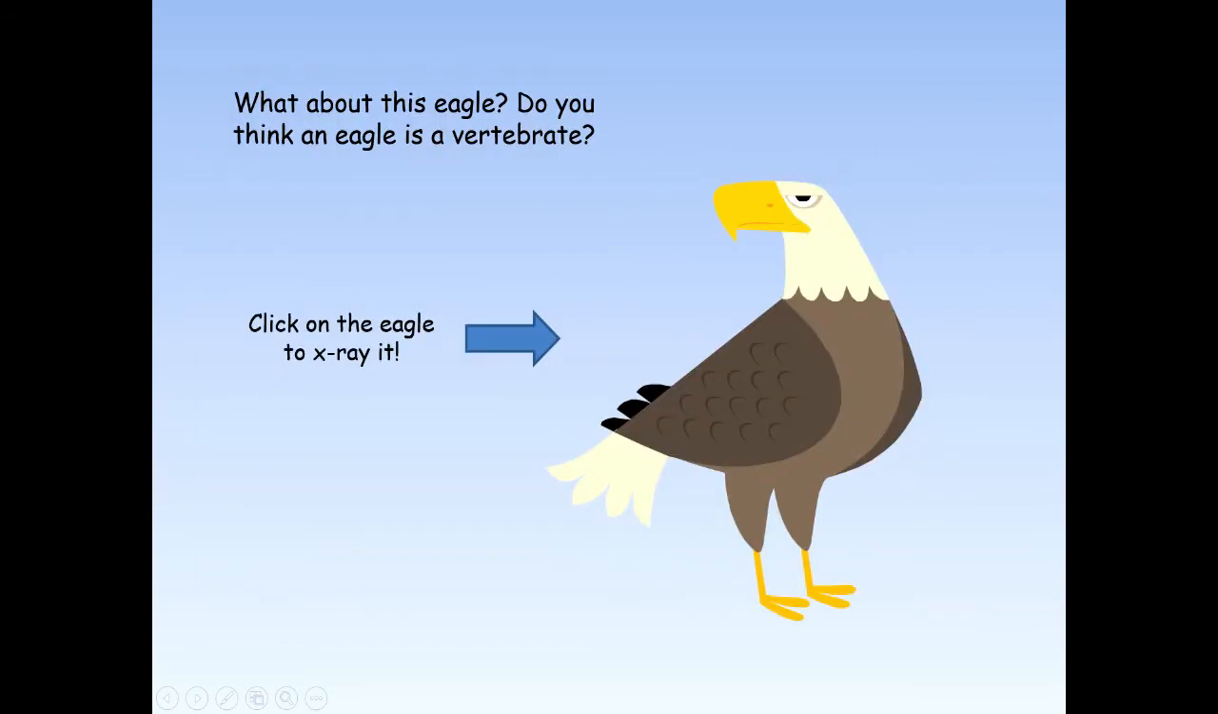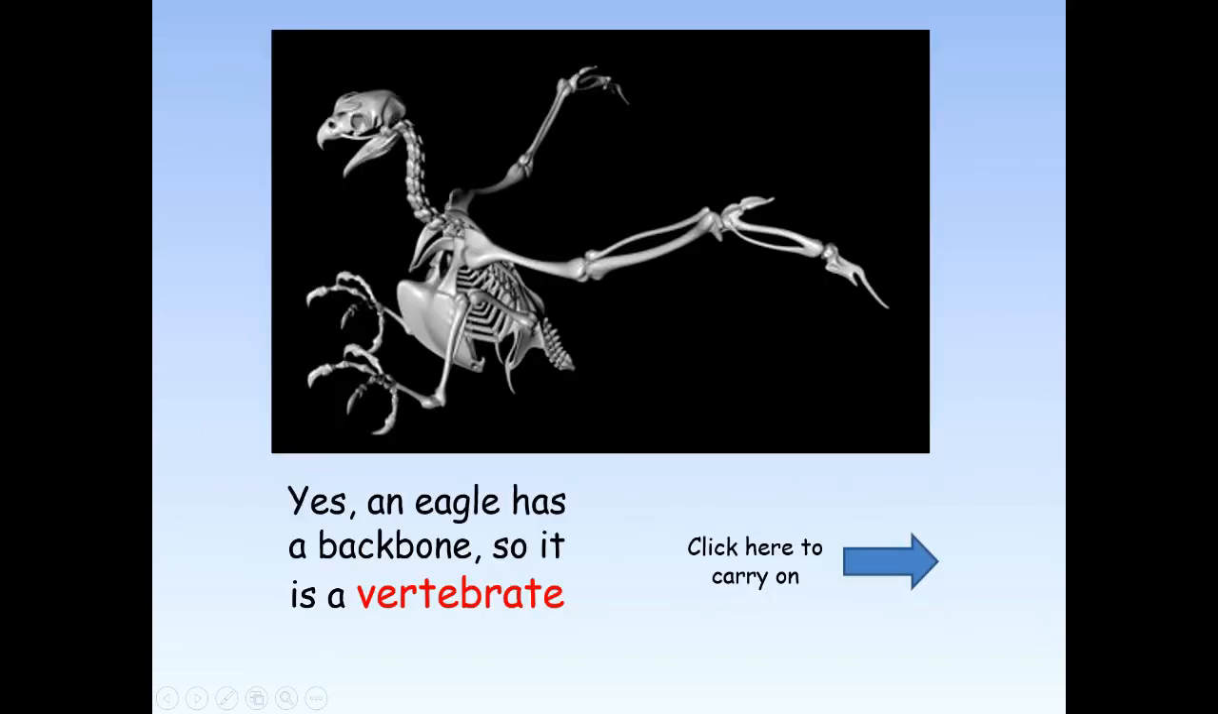What about eagles? Obviously, eagles are very, very large predator birds. Do you think it's a vertebrate or an invertebrate? Let's pop it through the X-ray machine and have a look. There we are. We can see all birds, definitely including eagles, have backbones. That's where all of the wings are able to get all of their power from, that very strong backbone.